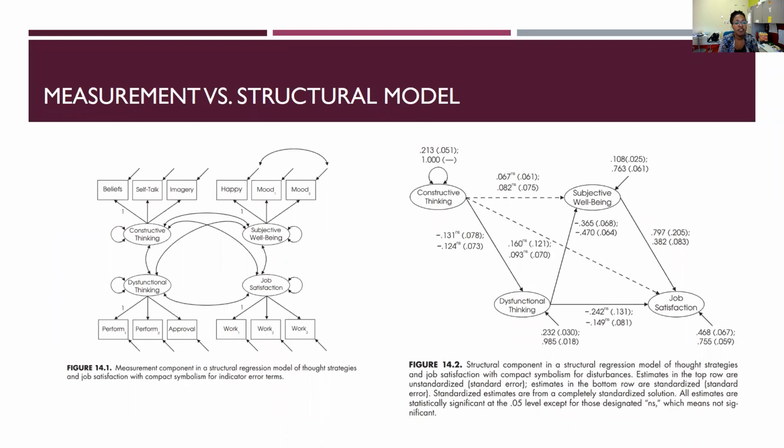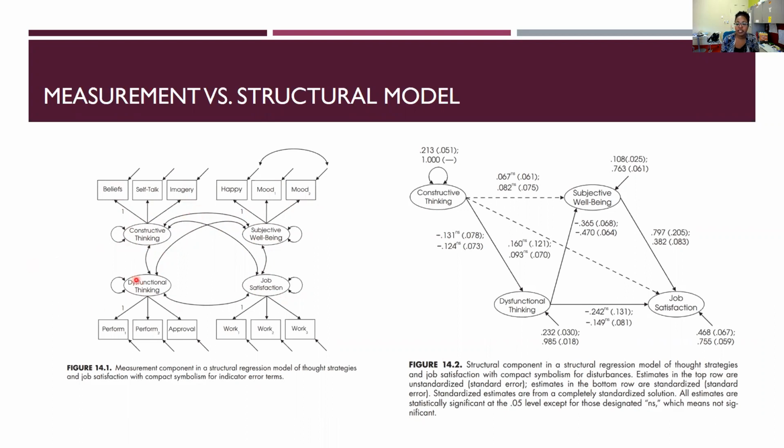All right, so here's a visual example of the measurement versus the structural model. In this model over here, we have 4 latent variables: constructive thinking, dysfunctional thinking, subjective well-being, and job satisfaction. So in the measurement model, we're focused on the latent variables and what each indicators are. These curved arrows, if you remember, are covariances. So they're saying that we're allowing all these variables to correlate with each other, but we don't have any particular ideas about what directions or what causes what.